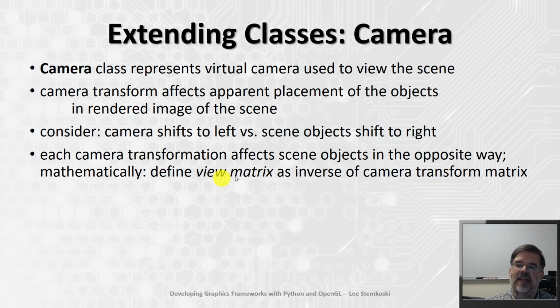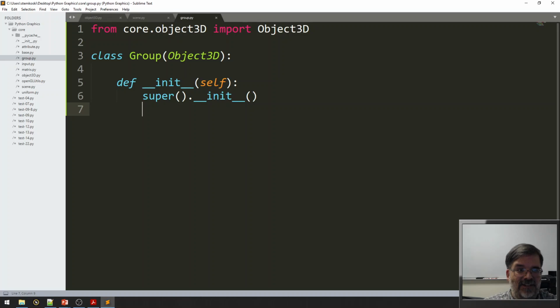But the idea is every camera will have a view matrix, which is the inverse of a camera transform matrix. And since cameras also show us how we see the world, it also seems like a natural place to store the projection matrix as well. So those will be the two pieces of information we want to store within the camera. It's the projection matrix and the view matrix, which is the inverse of the identity matrix. I mean, the inverse of the transformation matrix. So to implement this, it takes longer to explain than it does to implement.